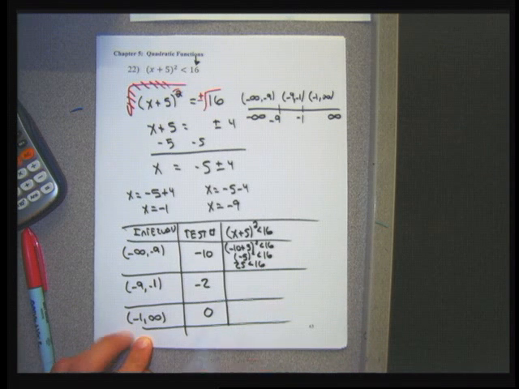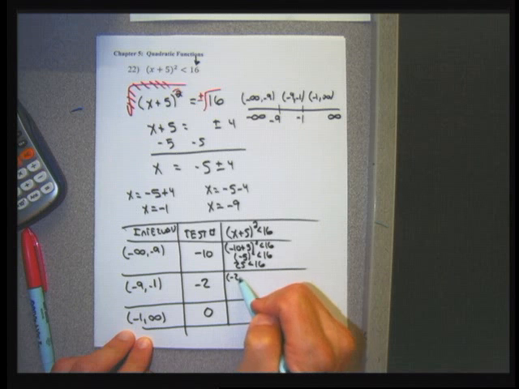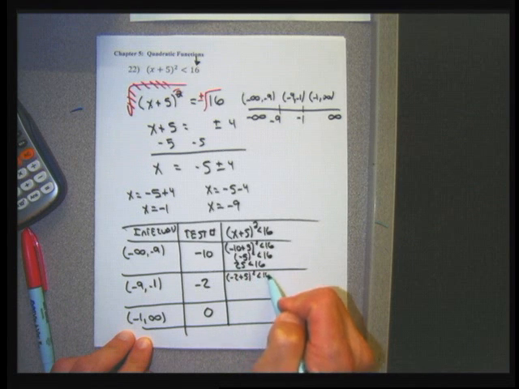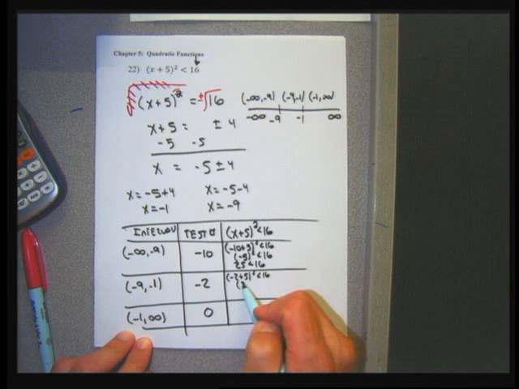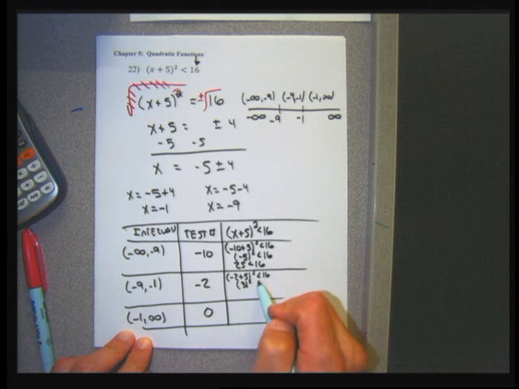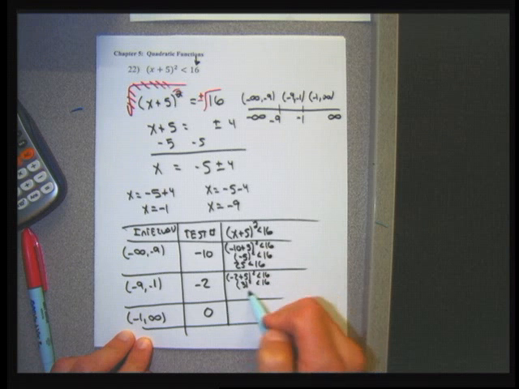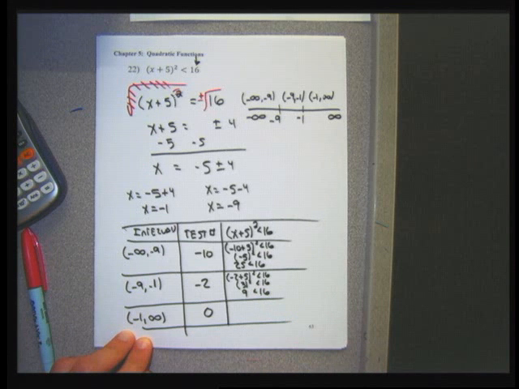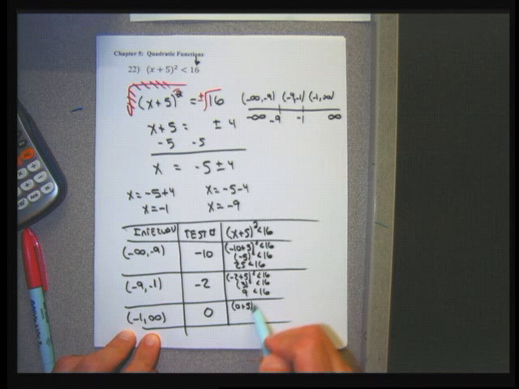For the middle one, I go negative 2 plus 5 squared is less than 16. That gives me positive 3 squared is less than 16, and that gives me 9 is less than 16. The bottom one, I do 0 plus 5 squared is less than 16. That gives me 5 squared is less than 16, which gives me 25 is less than 16.